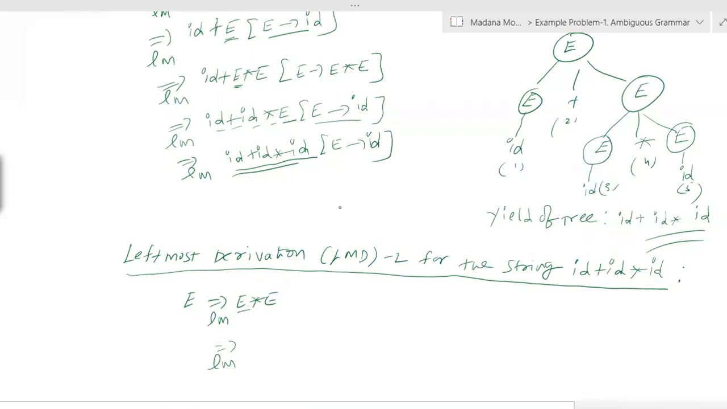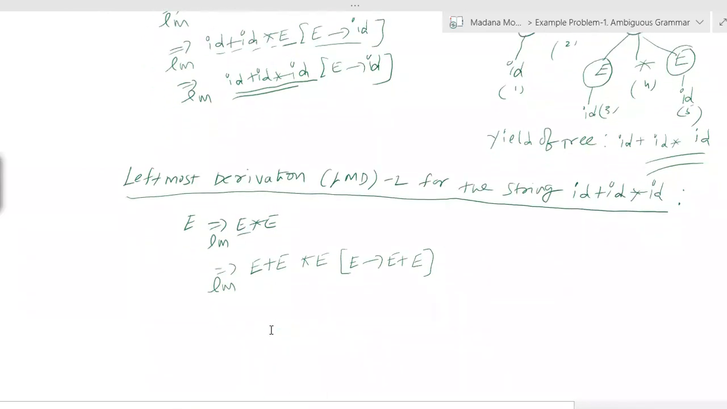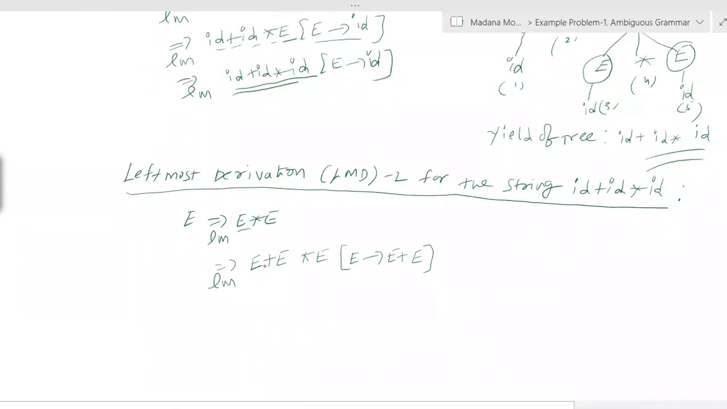For that, what production do we have? E derives E plus E. Therefore, the leftmost E is replaced by E plus E. Then the remaining is the same, into E. Here, the substitution we used is E derives E plus E. Now we can see the derivation is in the form of E plus E into E. If we substitute E by id in all three places, we directly get our required string. So the expression is in the form of our required string.